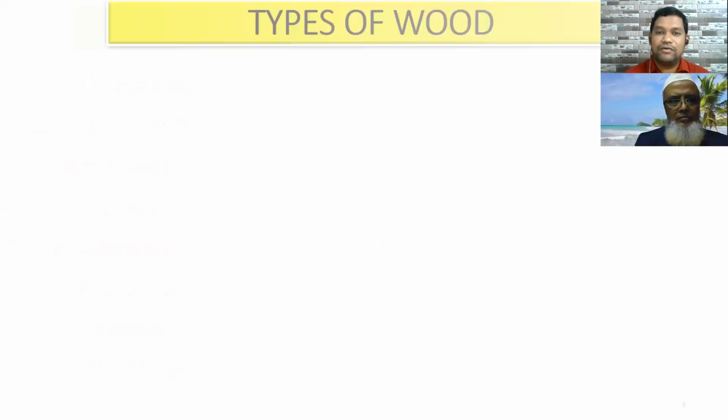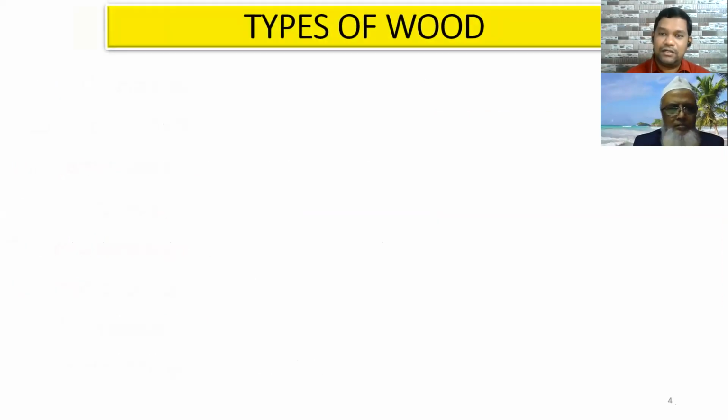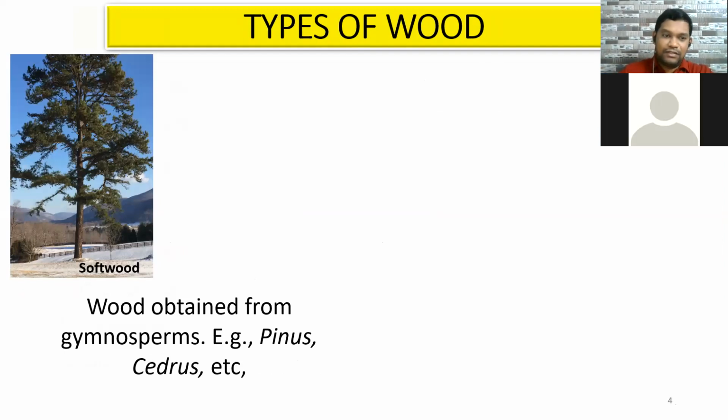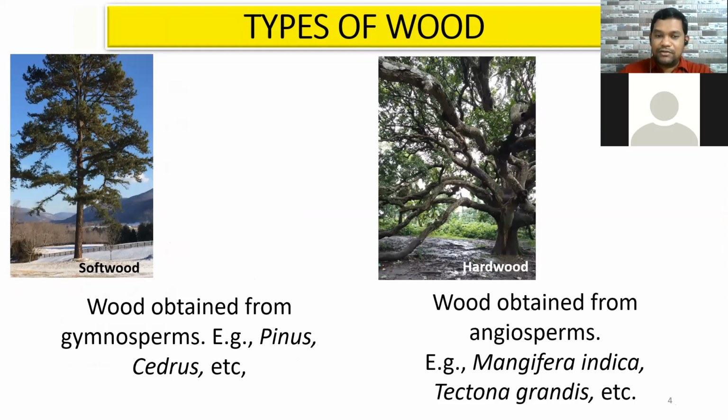When you talk about wood, broadly speaking, there are two types, based on the type of species from which the wood is obtained. The first type is called softwood, and this is obtained from the gymnosperms. These are not the flowering plants, but belong to phanerogams and come under one of the higher groups of plants. And we have conifers and all, which are good softwoods, and they are very good as timbers as well. Similarly, the other type is called hardwood, and this is obtained from angiosperms, the true flowering plants.